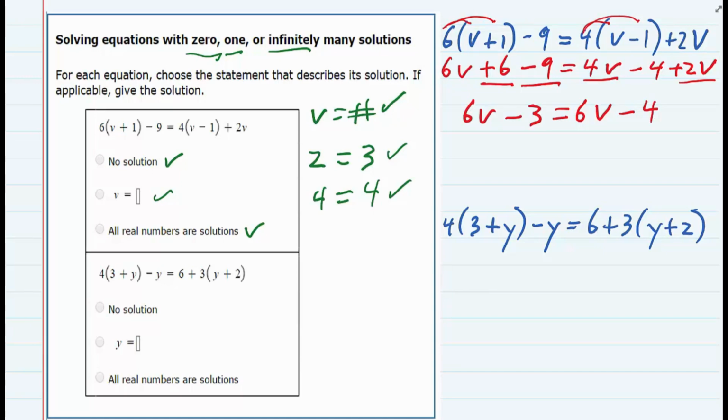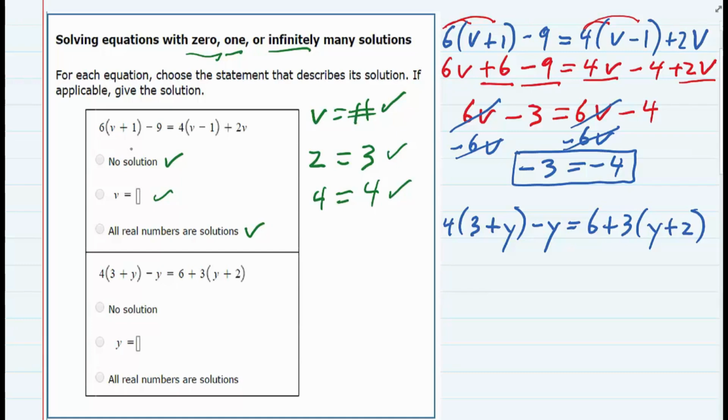From here, if we were trying to get the v's on one side, I would have to move one of these. Let's say I move the one on the right over to the left-hand side, but that cancels the one on the right, and it also cancels the one on the left. So I'm left with minus 3 equals minus 4. And that is not a true statement. So my solution is not minus 3, and my solution is not minus 4, since my attempt to solve this equation has given me something that doesn't make any sense. It means there is no solution for this equation.